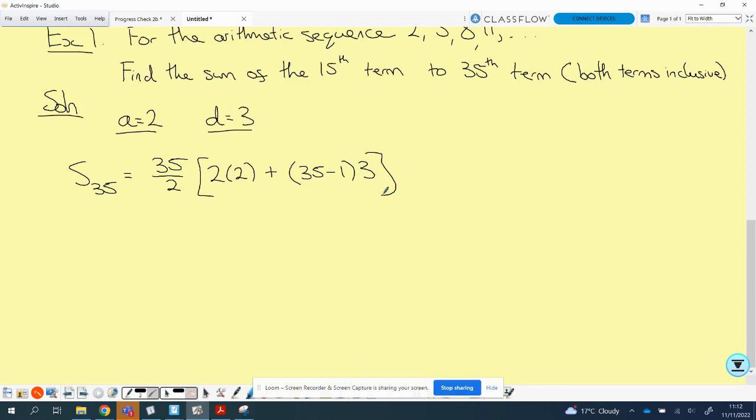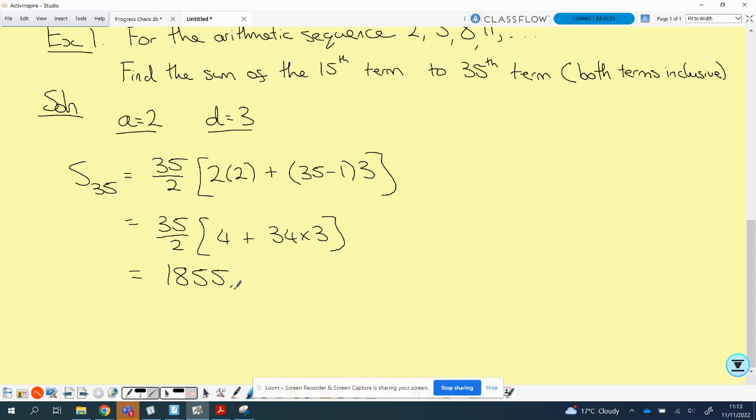If I then tidy this up, that's going to be 35 over 2, multiplied by 4 plus 34 times 3, and that gives us the answer, if you've done that in a calculator, 1,855. Okay, so that's me summing the first 35 terms.